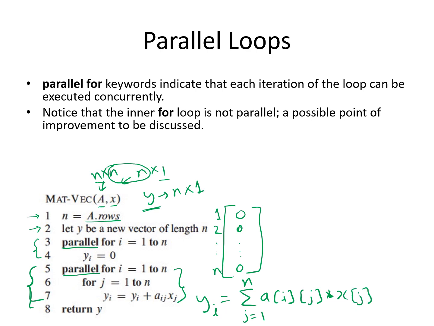So this is the standard sequential code for doing the matrix multiplication. Let's now see how we can parallelize this, right? So let's start with this first parallel keyword over here. Notice that this first loop in lines 3 and 4 is simply initializing each of the entries in this vector y with 0, right?